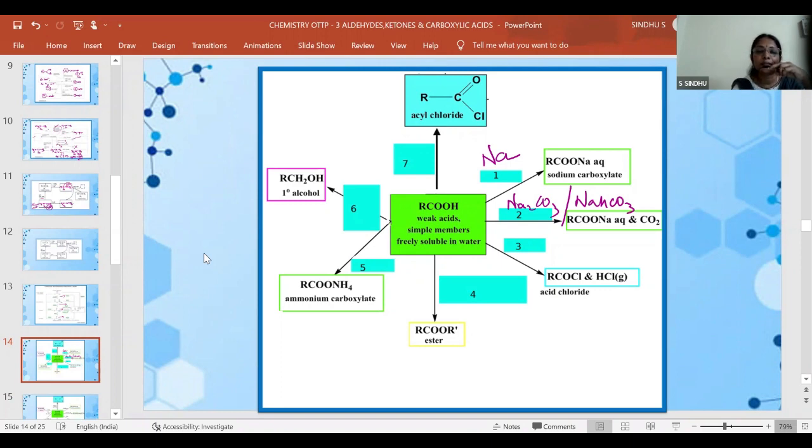Acid chloride, SOCl2. They've given HCl as the product, right? So with SOCl2 we'll also get SO2 along with that, right? RCOCl. PCl3 or PCl5, any of those also. Depending on that, byproducts will change. Ester, alcohols, ma'am. Since they've specified R dash, we'll go for R dash OH.